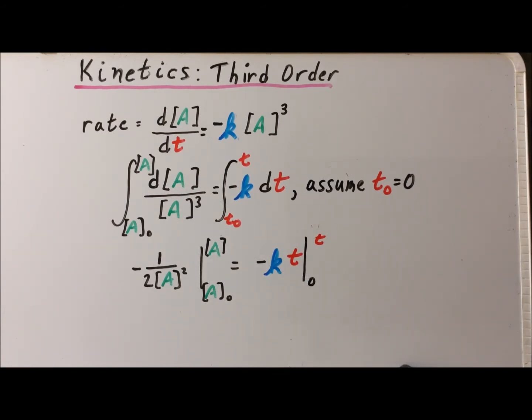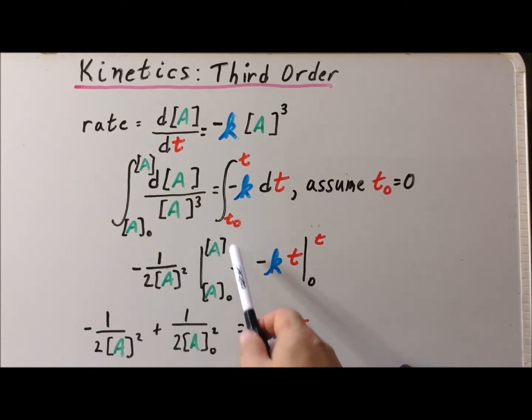Now we apply the fundamental theorem of integral calculus, and we evaluate the left-hand side and the right-hand side between the appropriate limits. So evaluating at the limits of the concentration of A and the concentration of A sub 0, notice that we have minus 1 over 2A squared, and then we have a plus sign because we have minus a minus. So now we have plus 1 over 2 times the concentration of A sub 0 squared, and the right-hand side becomes simply minus kt.